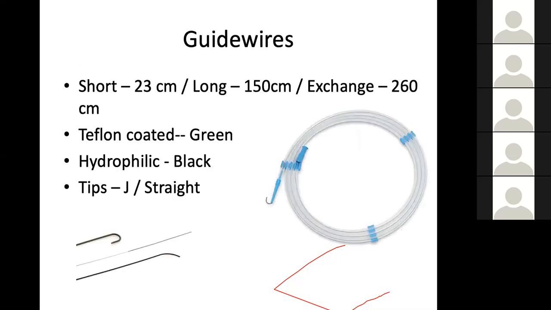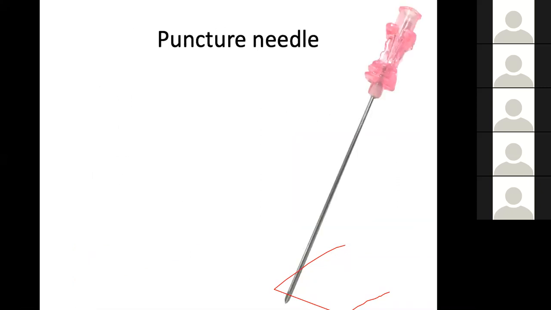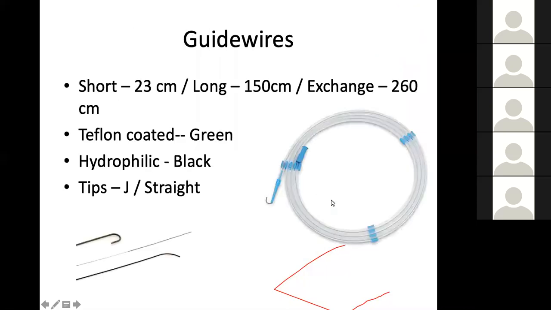Next, we come to wires. Now, guide wires during an arterial access are passed through this puncture needle. And once the guide wire is inside the vessel, that is when we remove the needle. Now, you may come across wires which will be kept in a hoop. They could be out of it also.